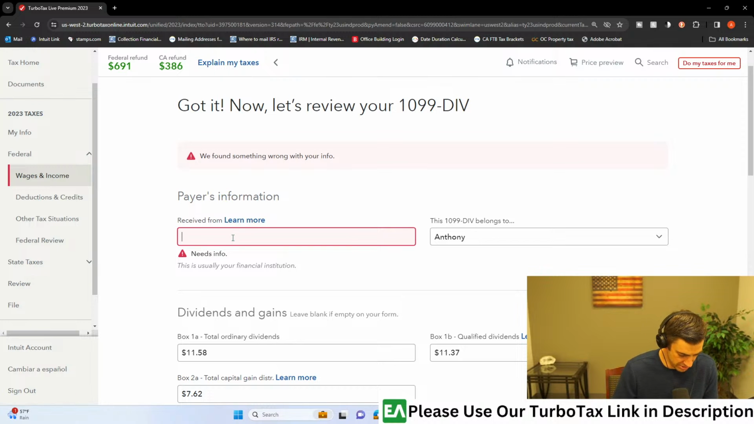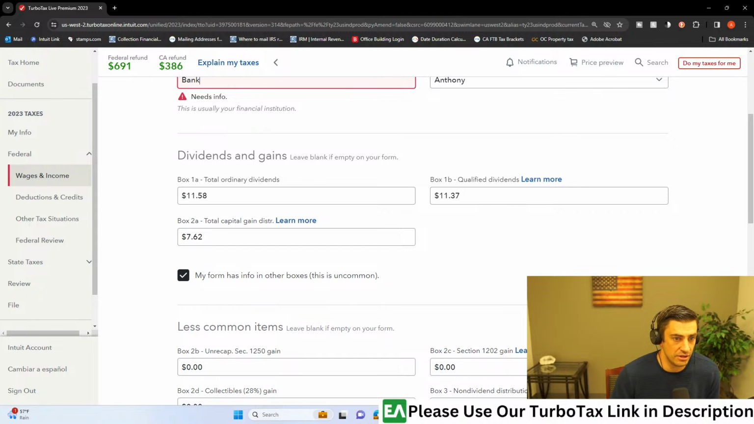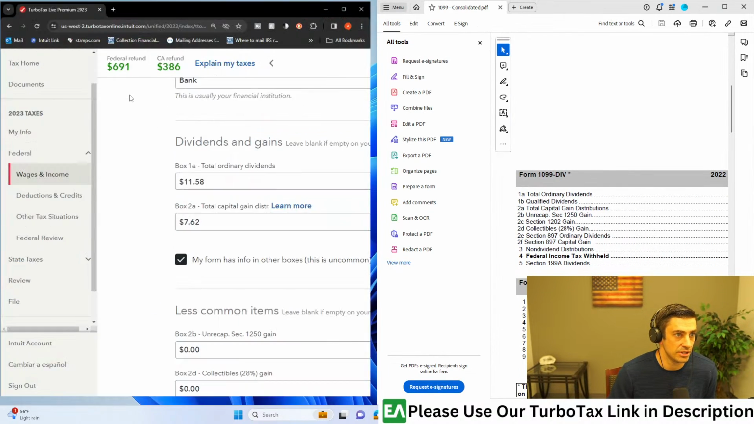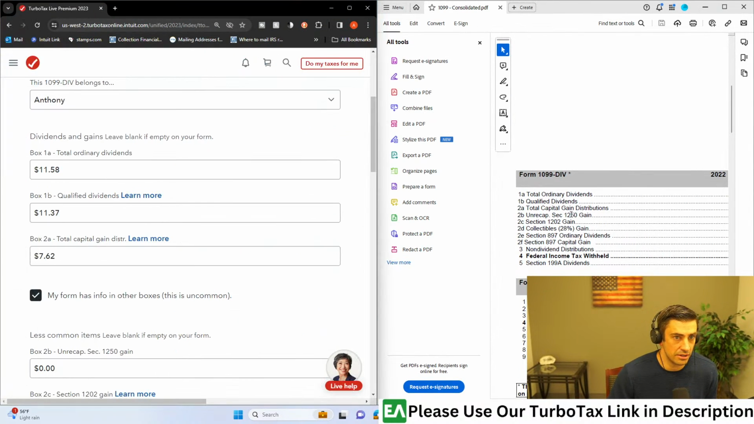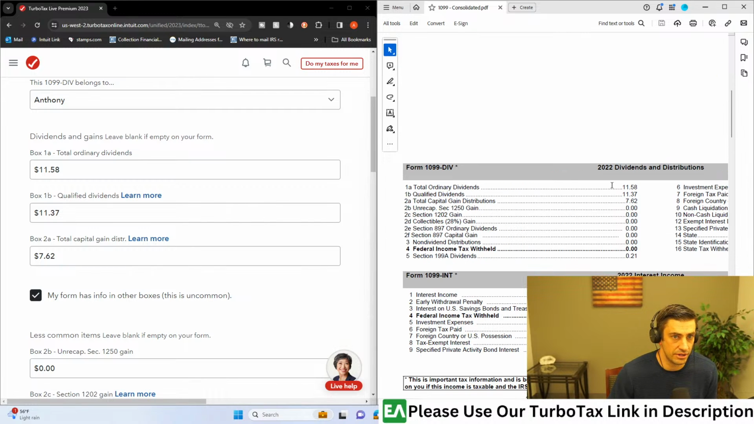Okay, so payer's information, let's just say bank. Again, dividends. Wow, look at that. I did pretty good on getting that information in there. So there it is, dividends, right? Let's do that split screen so we can double check the work here. All right, get rid of that. There it is. So, ordinary dividends, right? 1150. Qualified, 1130.